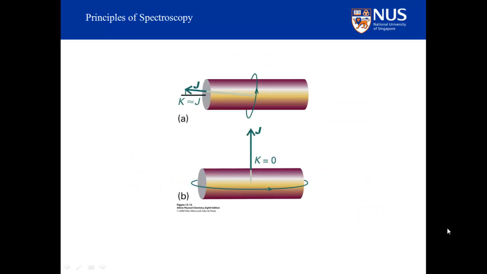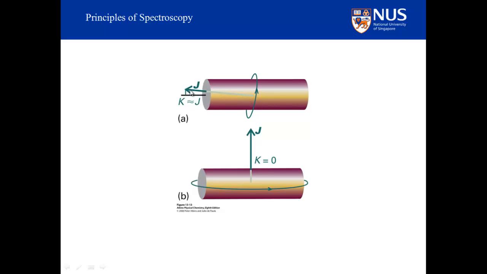To give you a feel then for what I was saying in terms of the K quantum number, here are two relatively extreme results in terms of rotation. This molecule is a cylinder. It has moments of inertia around all three axes. So it is a three-dimensional object which is spinning in space, and we can spin it around a variety of different axes.